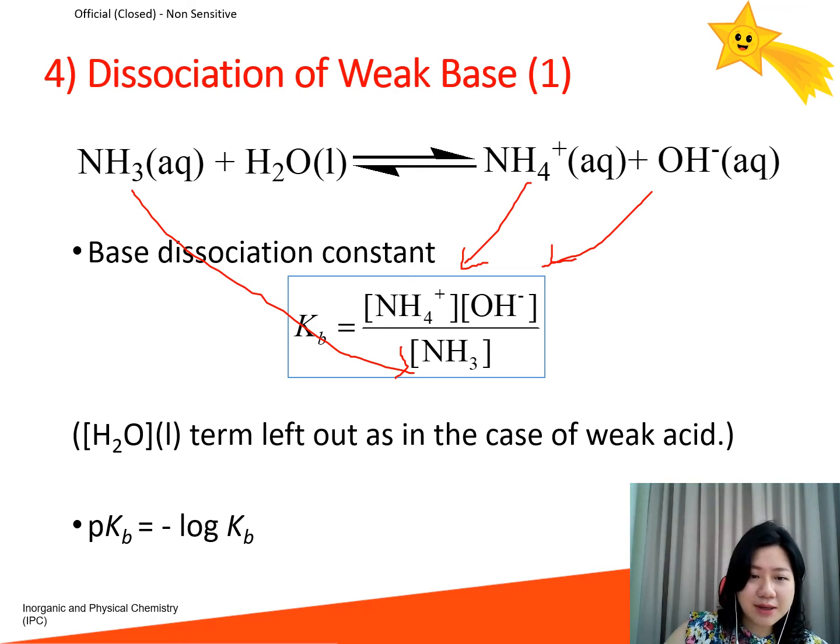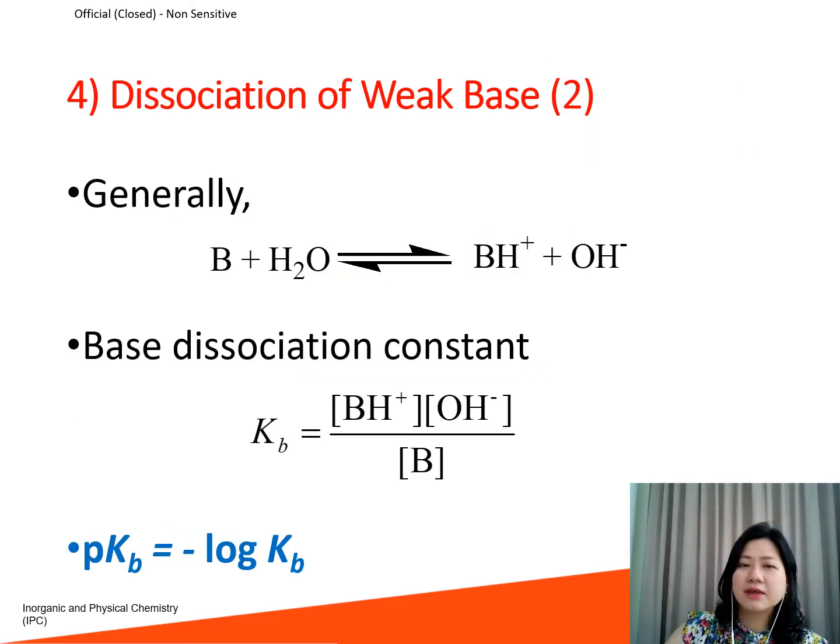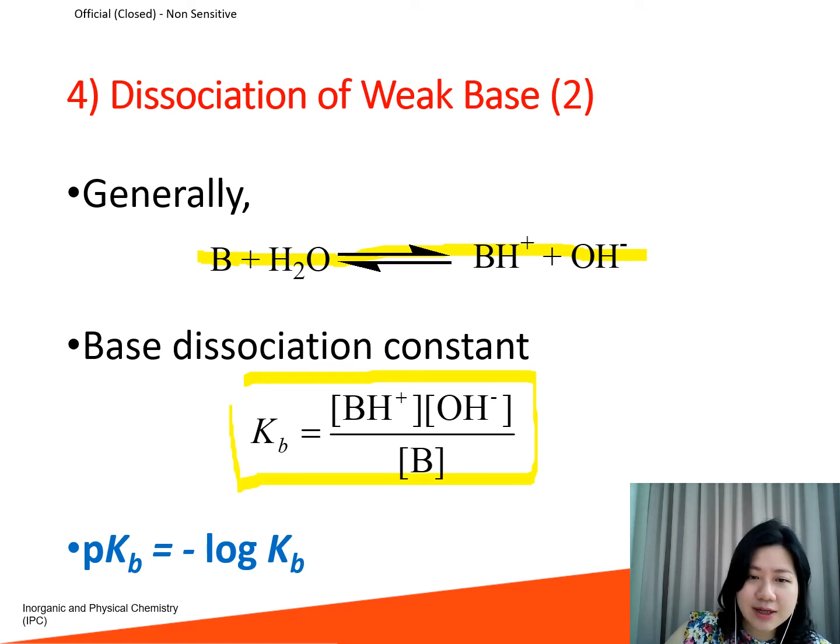And as for pKb, pKb equals negative log Kb. So for any weak base in general, a weak base could be represented by B. The base dissociation reaction is represented by this equation. B plus H2O forms BH+ and OH-. For weak bases, remember to use a reversible arrow. The base dissociation constant Kb equals BH+ times OH- concentrations divided by concentration of B. Finally, pKb equals negative log Kb.